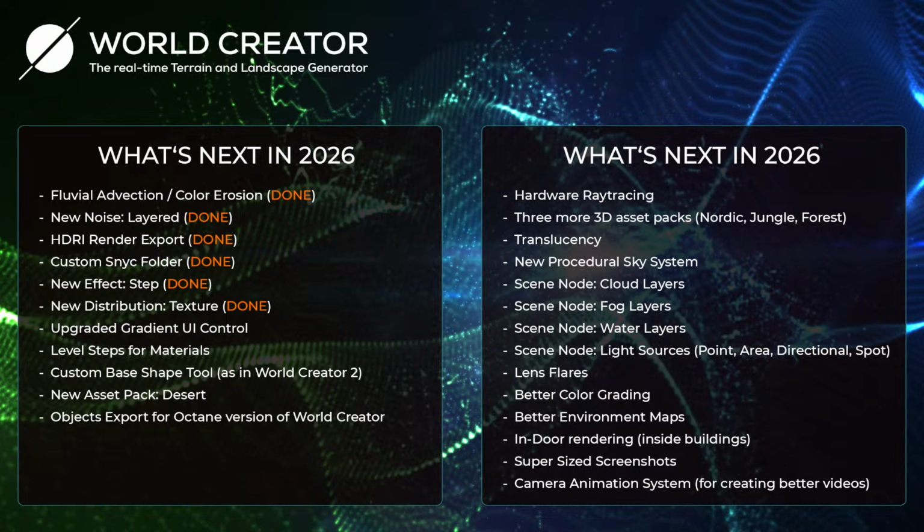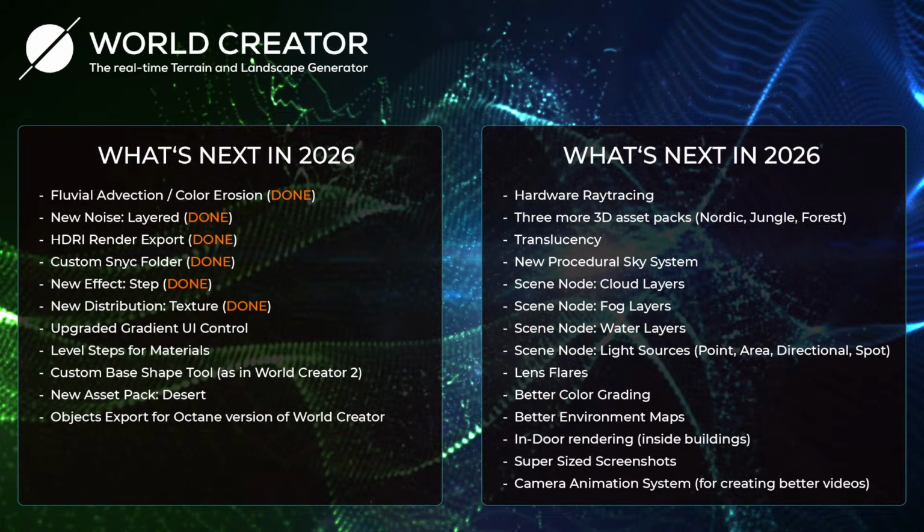A new asset pack is coming too. It's a desert asset pack. It will be included only in the Professional, Studio, and Enterprise licenses. And we have the object export for the Octane version of World Creator. So if there are any Octane users in here that have World Creator purchased through the Otoy store, no worries, we did not forget you. This is coming to Otoy as well. It's not yet finished, but it will also be available before Black Friday, so no worries about that.